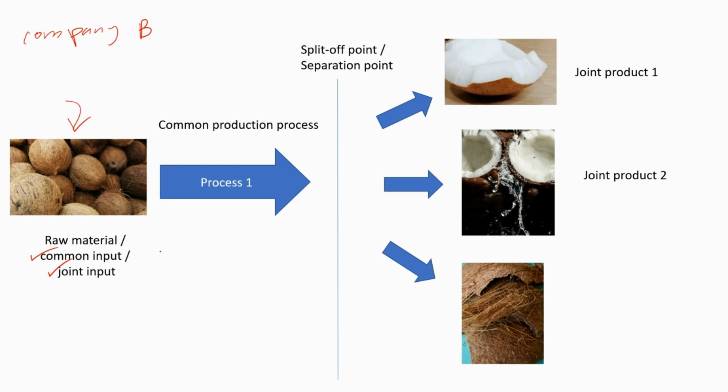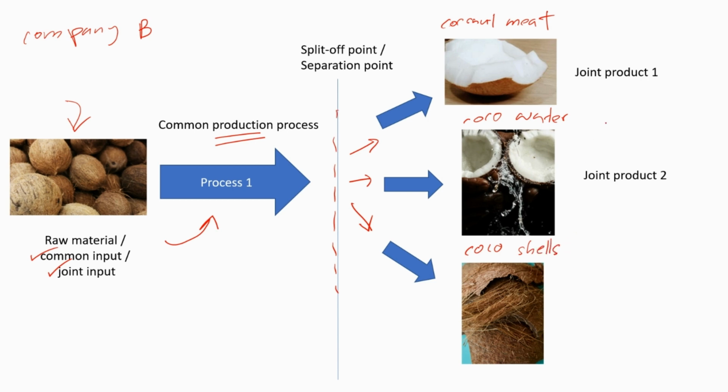And this joint input will undergo process 1. This is the common production process of company B. After the split off point, now there are 3 products: coconut meat, coconut water and coconut shells. As now you can see, company B has identified joint product 1 and joint product 2.